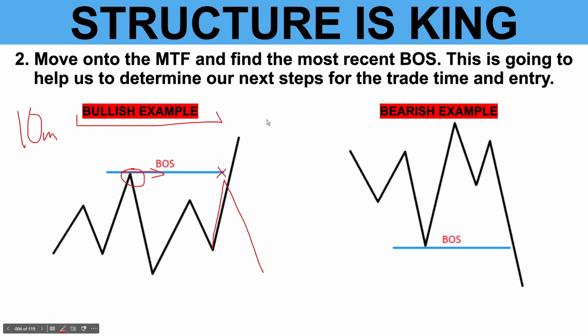So this is number 2. Again, step 1 is all about the higher time frame bias, and step 2 is confirming that bias with a BOS on the middle time frame.